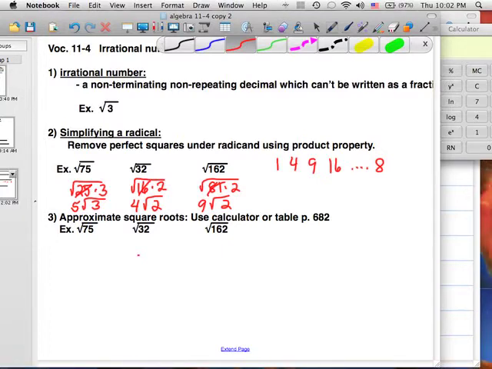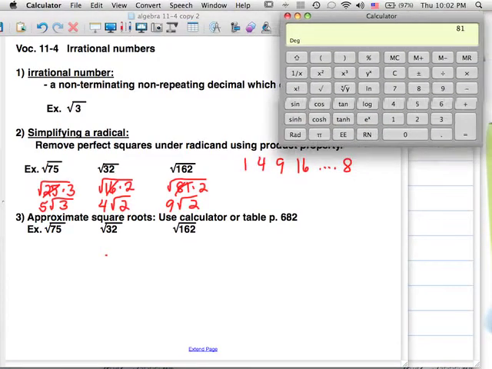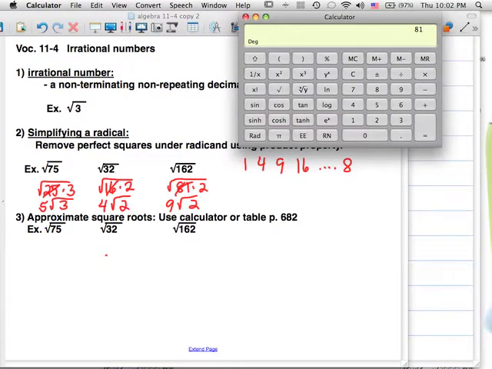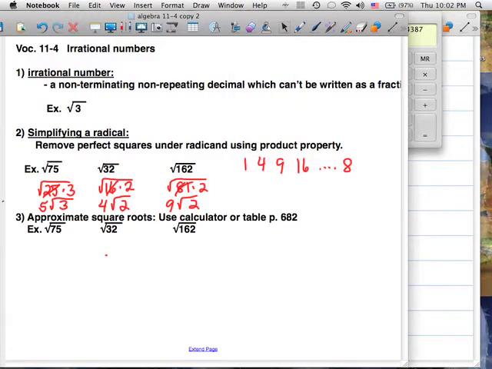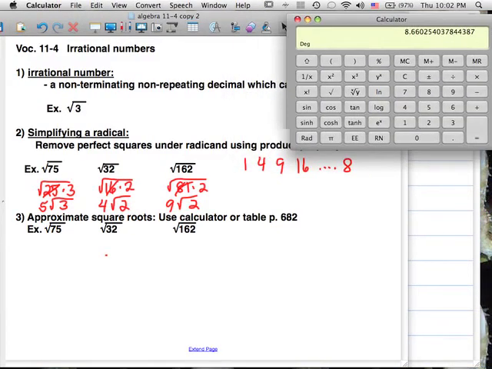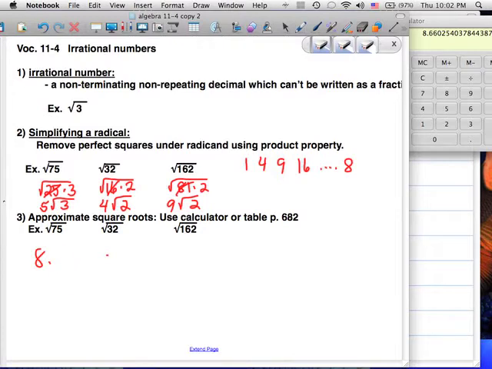If they ask you to approximate a square root, you use your calculator. You don't need to use that table on 682. So the square root of 75 approximated, let's say, to the nearest tenth. I put 75, hit the square root key, and that would be 8.60. Let's put that over here. That would be 8.6 to the nearest tenth. Excuse me, that'd be 8.7.